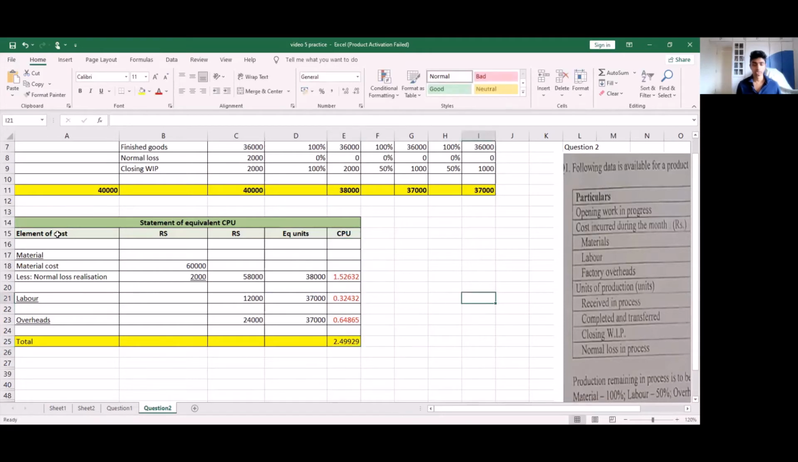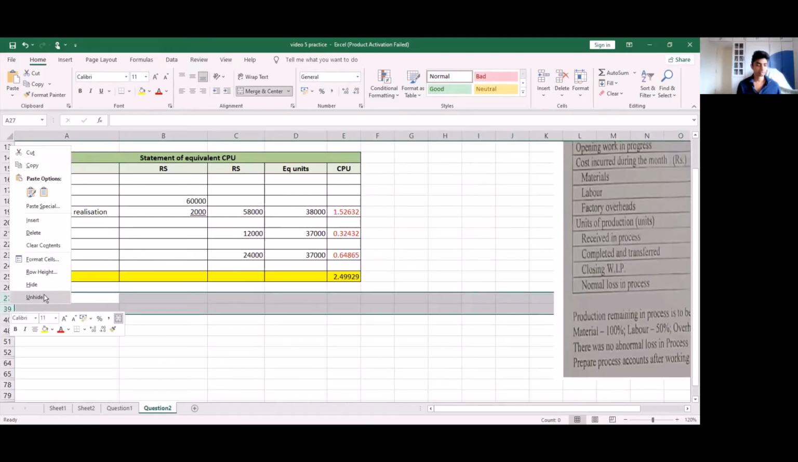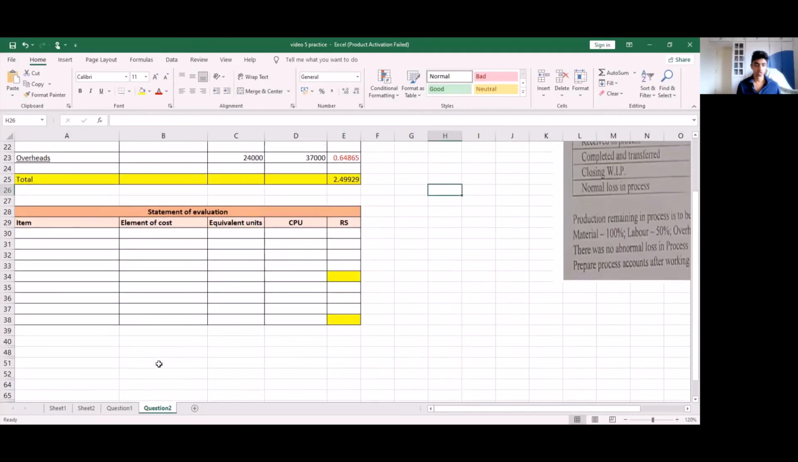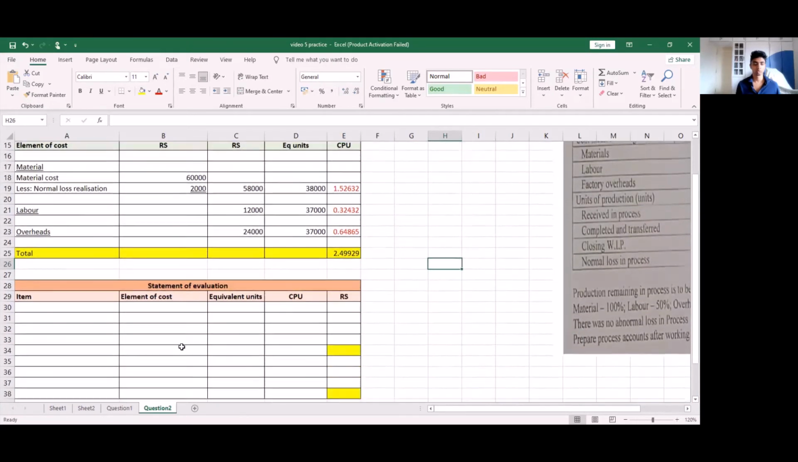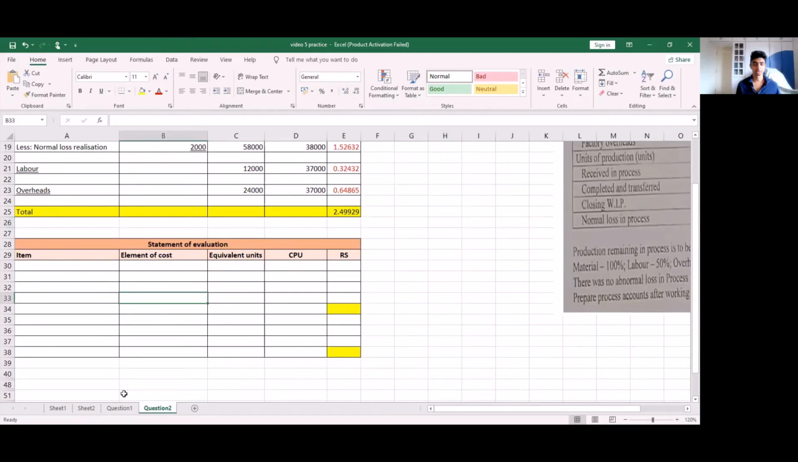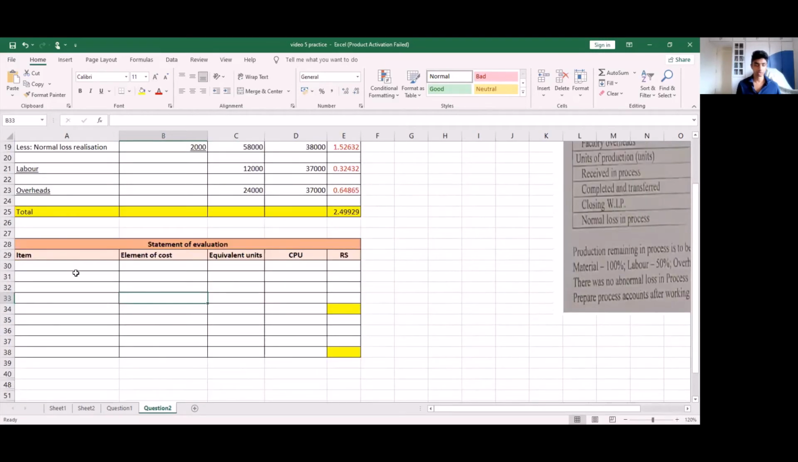And with this, we are done with our statement of equivalent cost per unit. Next, we have our statement of evaluation. So in our statement of evaluation, this time we have no opening work in progress like our previous question, but this time we also don't have abnormal loss. Since we saw that there is no abnormal loss or gain, we won't account for abnormal loss in our statement of evaluation. So in our statement of evaluation, we will only find finished goods and closing work in progress.